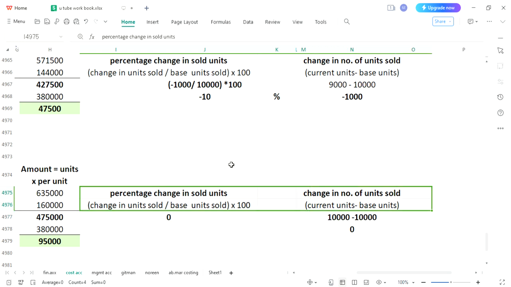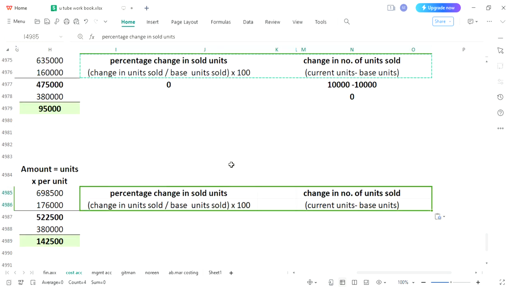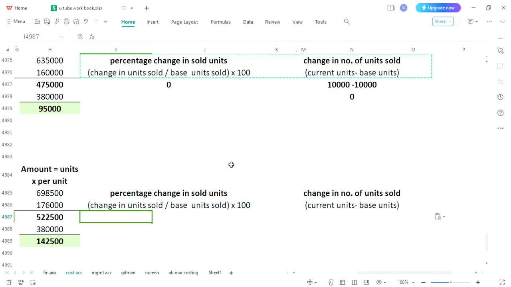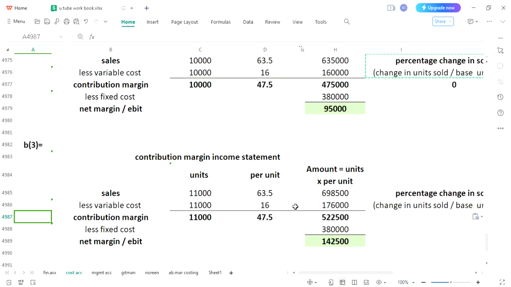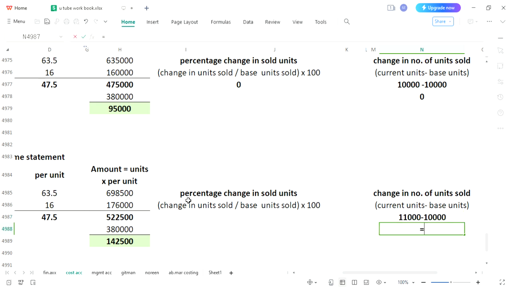of the third one, B3. Here we have our B3. Let's put it down. What we want is the percentage change in units sold. For this, the change in the number of units sold would be calculated over here. Go to the question and see. Now current units are 11,000. So if current units are 11,000, we can put that over here, and then you will subtract the base unit, which was described in the question as 10,000 units. The statement is completed. It means 1,000 is positive, 1,000 is the change in the number of units sold.